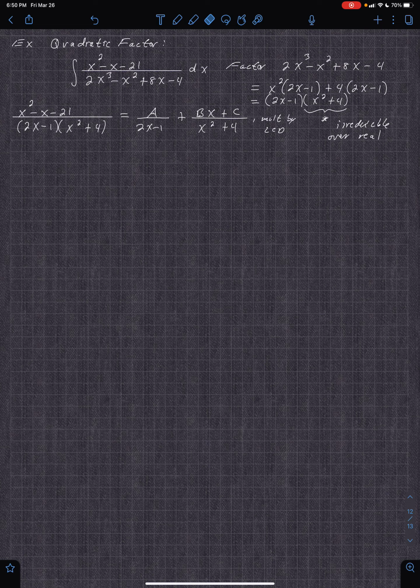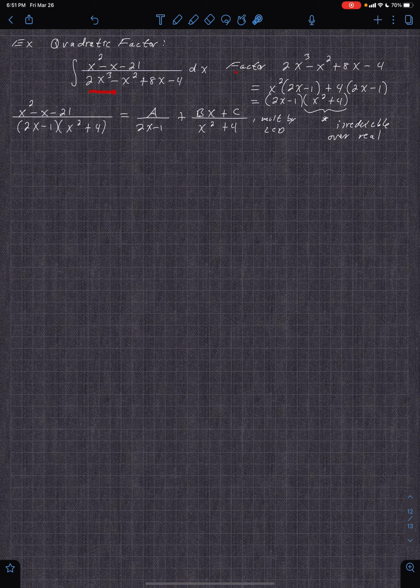Let's take a look at quadratic factors when we're doing partial fraction decomposition. So go ahead and write this stuff down. This is pretty much the straightforward stuff you do. So here's your integral. And this is 1 less than this, so that's when you can do it.